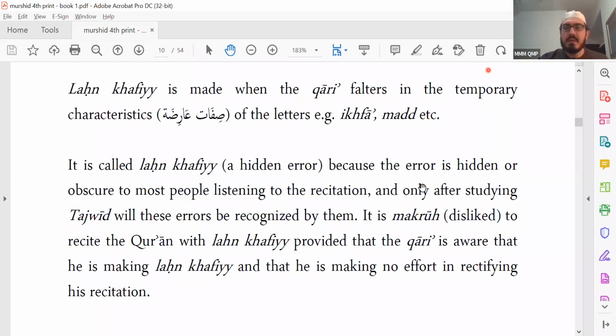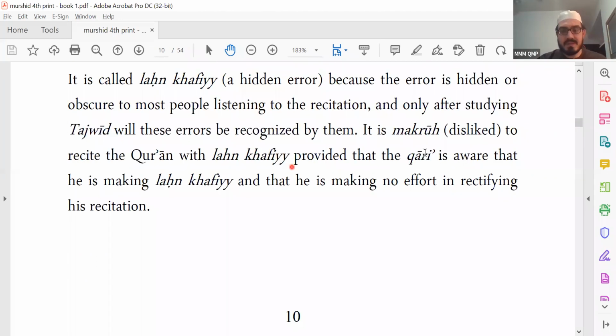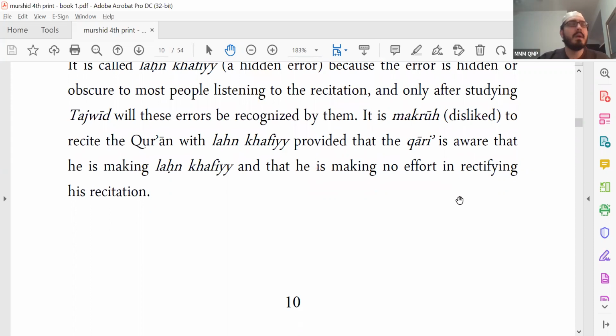Why is it called hidden? Because it's hidden or obscure to most people listening to the recitation. And only after studying tajweed will they know these mistakes. Okay, what's the ruling? It's makruh, it's disliked to recite the Quran. Again, the condition that the qari, meaning reciter, is aware that they're making lahan khafi and they're making no effort to fix it, right? So it's only sinful if the person knows they're making a mistake and they're making no effort to fix or rectify it.